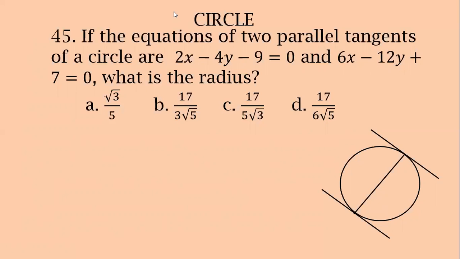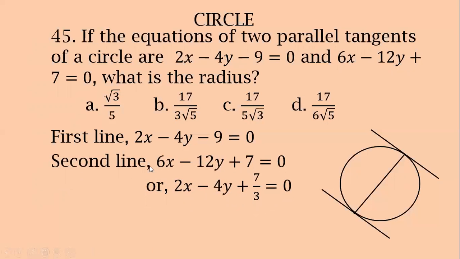So now let us find the distance between these two parallel straight lines. But one thing we should know: before calculating the distance between two parallel lines, we should make the coefficients of x and y the same. Here it is 2x, 4y, and here it is 6x, minus 12y. So we must make the coefficients of x and y the same. For this, we divide the equation by 3, and thereby we get this equation.